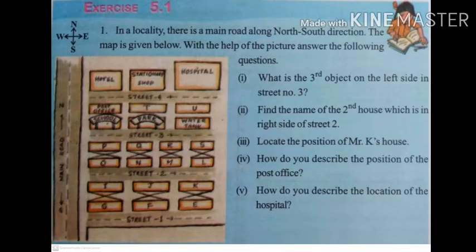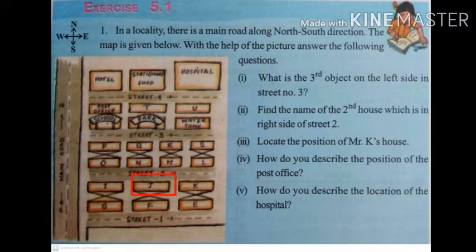Let us start Exercise 5.1. Question 1: in a locality, there is a main road along the north-south direction. The map is given below. With the help of the picture, answer the following questions. First question: what is the third object on the left side in street number 3? Answer: water tank.